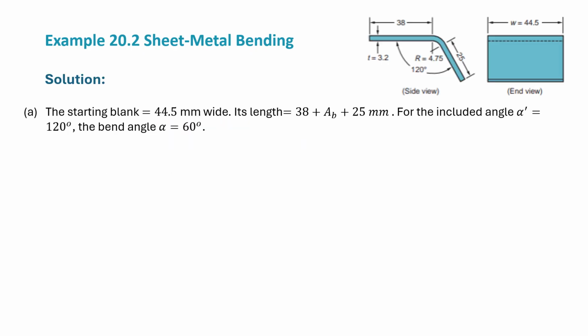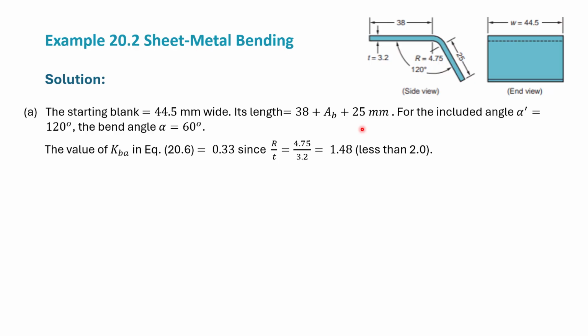I start with step number 1. The starting blank has a 44.5 millimeter width. That's the width here. Its length is 38 plus 25 plus the AB in between them. The included angle alpha prime is equal to 120 degrees, and the bend angle is going to be 60 degrees. How did we get the 60 degrees? Because alpha plus alpha prime is 180, so the difference between them is going to be 60 degrees.